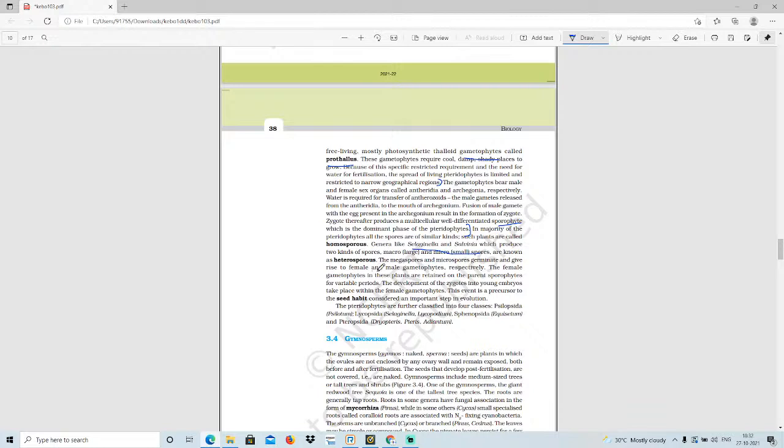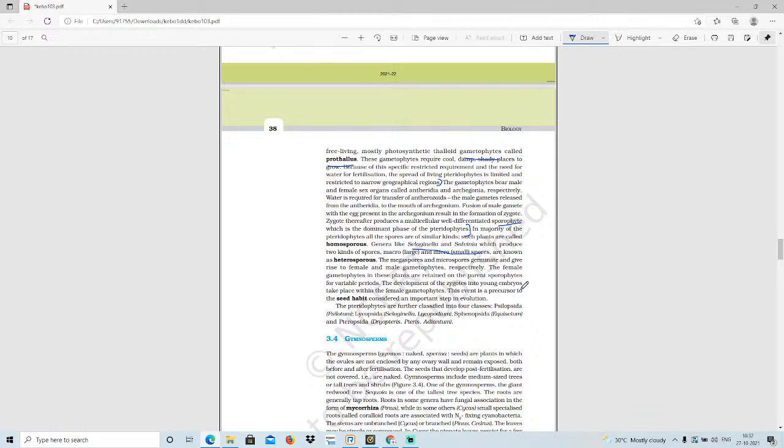The megaspores and microspores germinate and give rise to female and male gametophytes respectively. The female gametophytes in these plants are retained on the parent sporophytes for variable periods. The development of the zygotes into young embryos takes place within the female gametophytes.